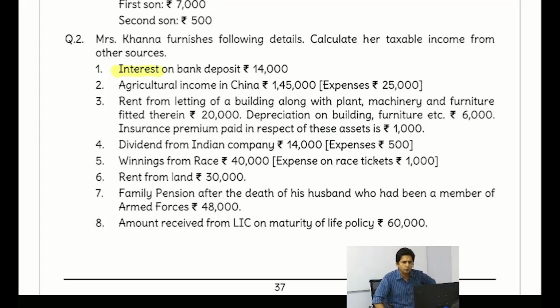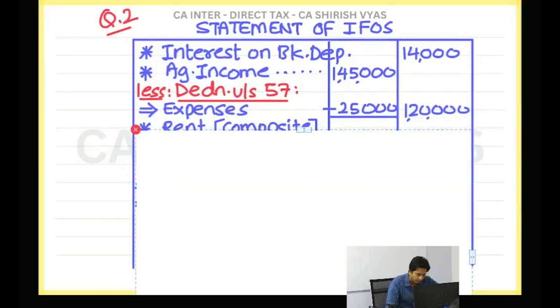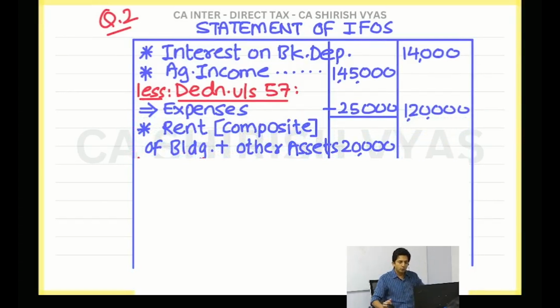So what will you do? First you will write in the inner column. How much? 20,000. And watch for it: is it per month or is nothing given? So it is per annum. Otherwise, rent is a monthly item. They should have given per month, but not given, that means it is already per annum. So first I will write in the inner column. See, I have written composite rent of building plus other assets. Inner column 20,000.